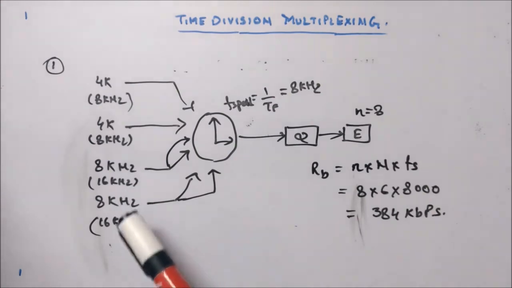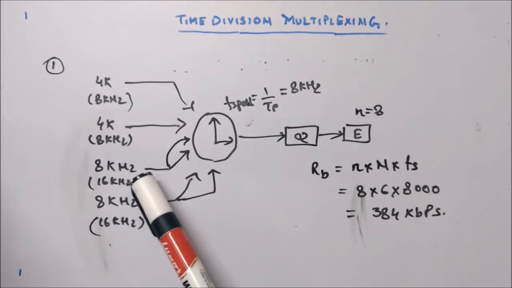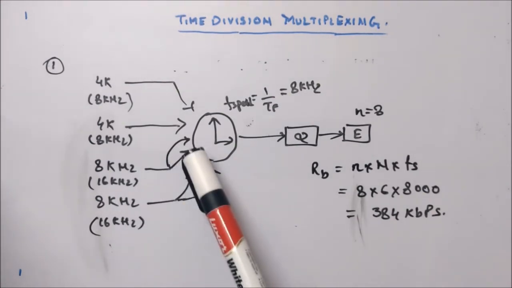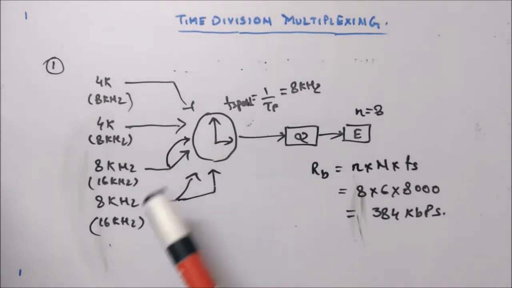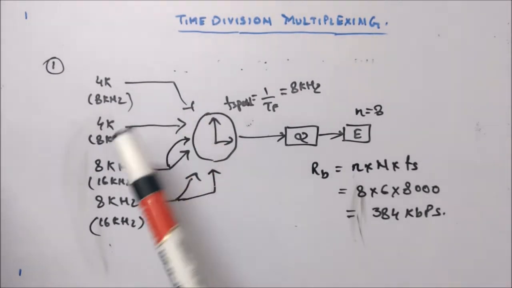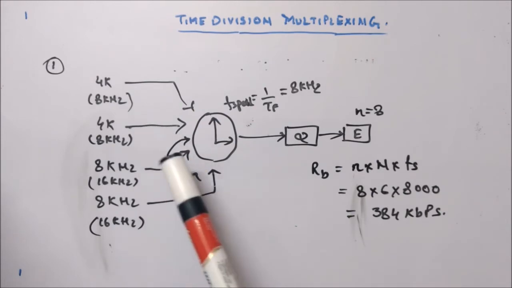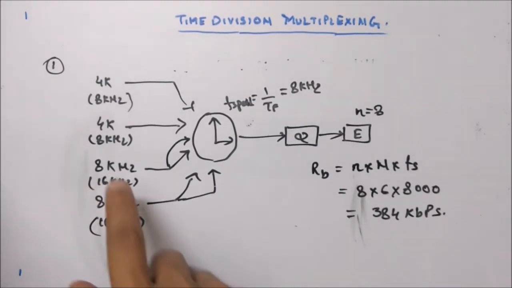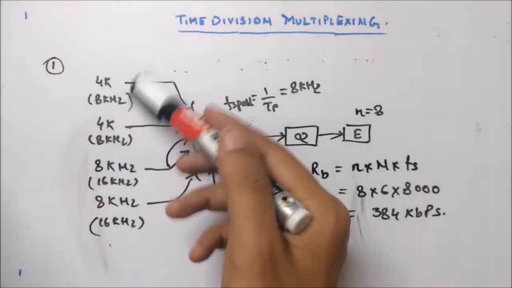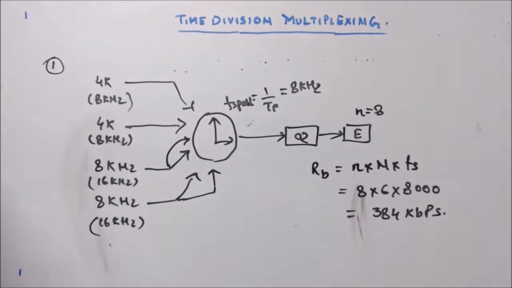Now these signals have sampling frequency 16 kHz, which can be sampled 2 times. So you can see here I have made 2 lines. This line will be sampled at 8 kHz, this line will be sampled at 8 kHz, 8 kHz, 8 kHz, 8 kHz. So that's how you cover these 2 signals, and they are already sampled at their Nyquist rate.